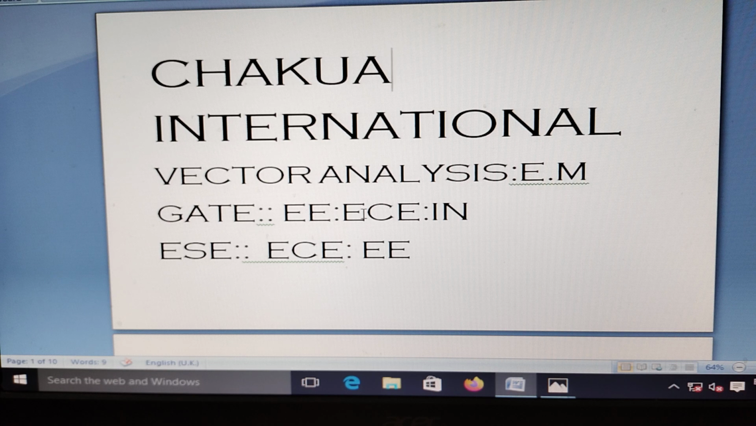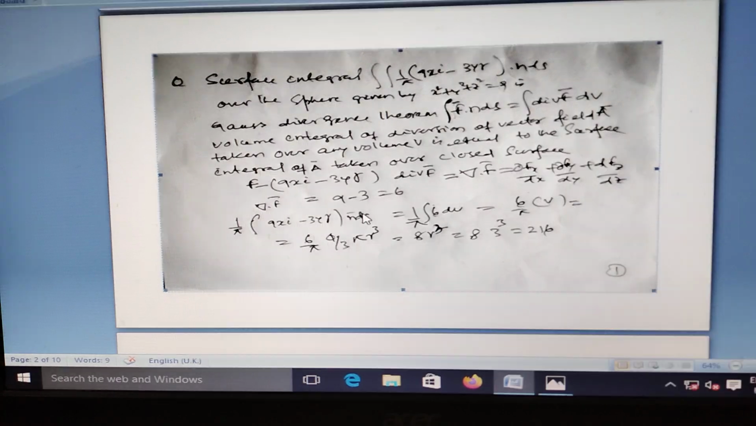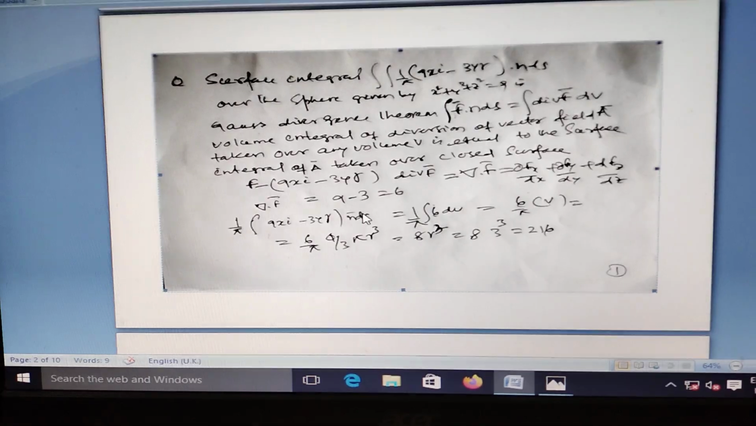Now these questions are based on simple formulas, so no need to repeat. I simply tell from which chapter it is coming. This is the surface integral from the Gauss divergence theorem. The volume integral of the divergence of a vector field taken over any volume is equal to the surface integral of the vector taken over the closed surface. This is the Gauss theorem.